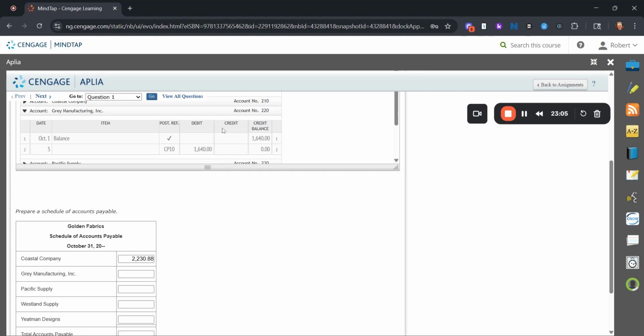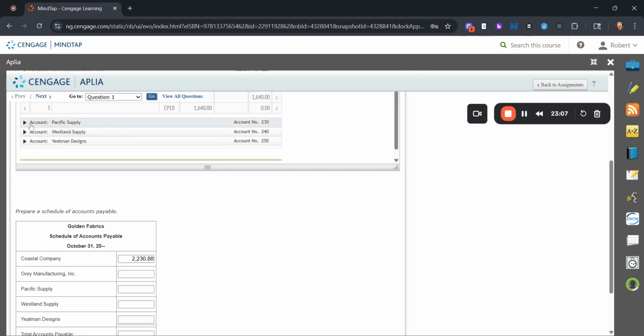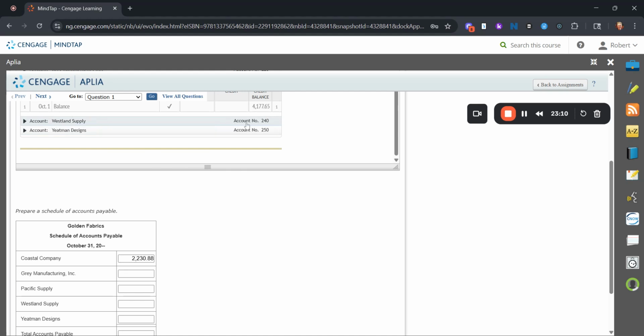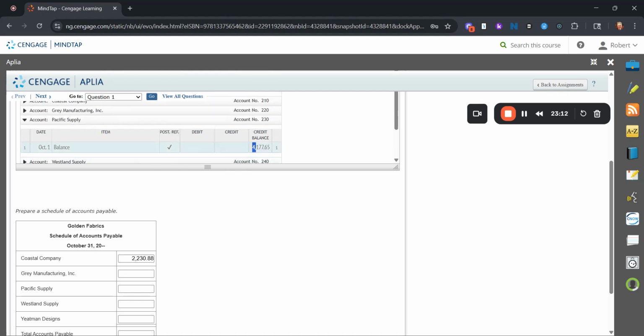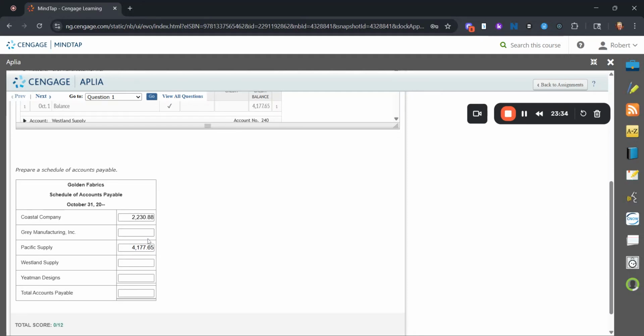Then Pacific Supply, next one down, $4177.65. Oops, wrong box. 4177. Don't accidentally do that like I just did, because I put that 0 in there when I pushed enter, it makes it go away. So don't make that mistake I just did and accidentally put it in the wrong box.